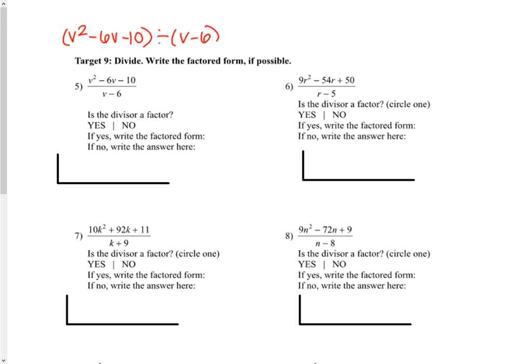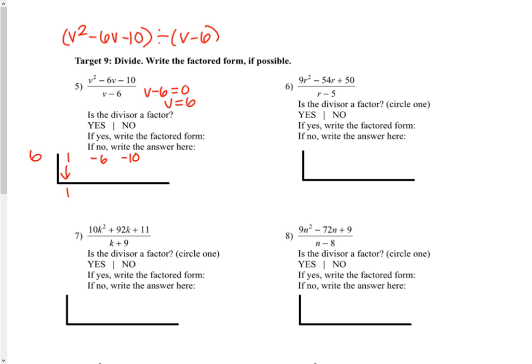It's in standard form, so just like I did on the front, I'm going to pull my coefficients down. So 1, -6, -10. This time they didn't tell me what v equals, so remember we take what we're dividing by, set it equal to 0, so v equals 6. So 6 will go on the outside. I still drop my 1. We use the same process.